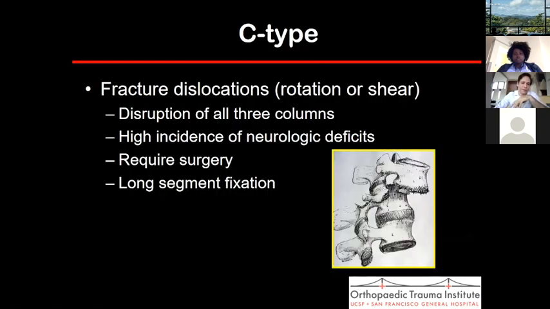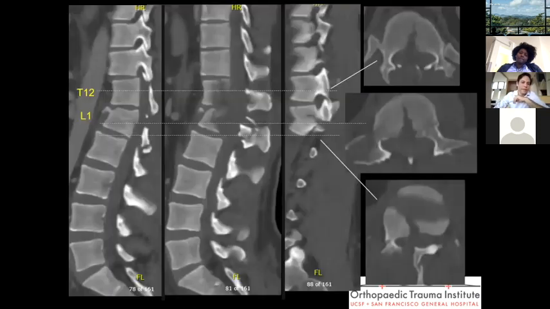The most important thing with these is that they are high energy mechanisms. There's a high incidence of neurologic deficits with these. And because these are really unstable, they typically require long segment fixation. And so, this is a patient who came in a couple months ago. You can see on the sagittal, unlike the first sagittal layer, there is a translation component. On the axials, if you scroll through, there was also a rotatory component.